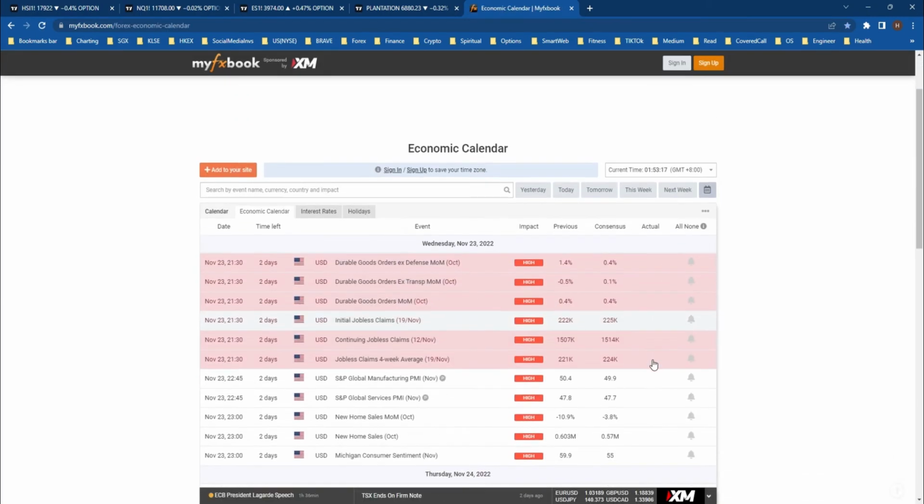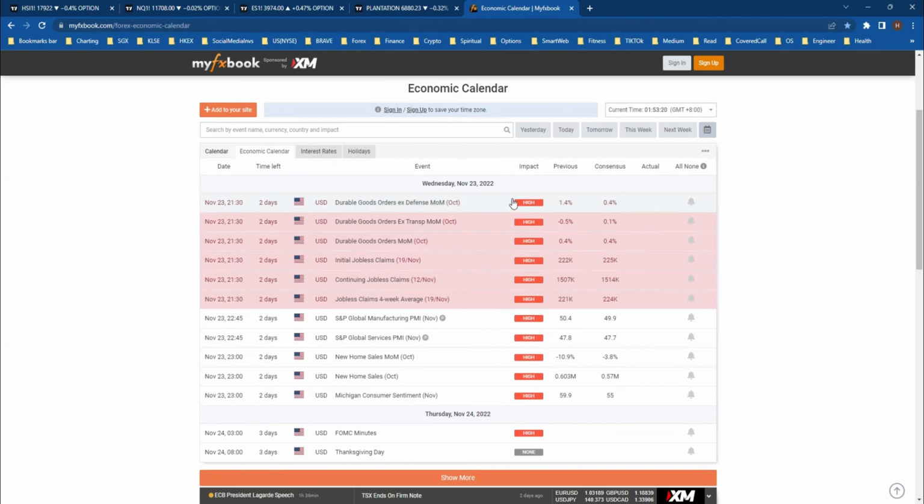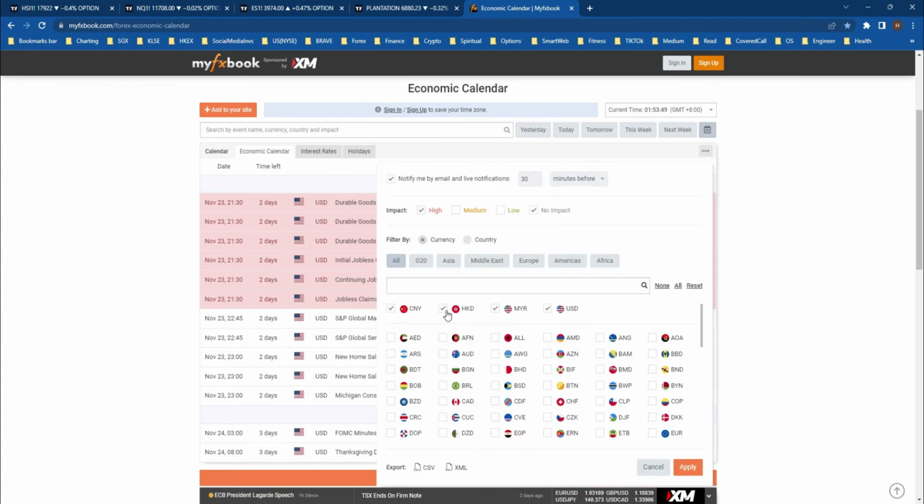So for November 23rd, I think what we have to know is the S&P Global Manufacturing, the S&P Global Services, and there is Michigan as well. Michigan Consumer Sentiment, I think we really need to understand what this number is going to be. It comes out on Wednesday, which is the 23rd. So you don't have to worry at this point in time, but this is next week.